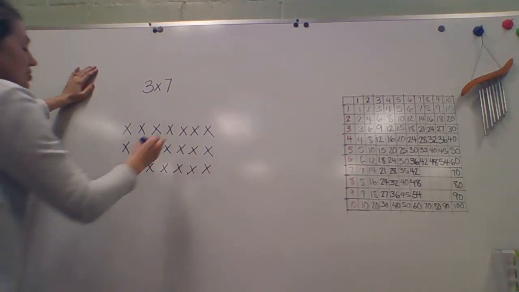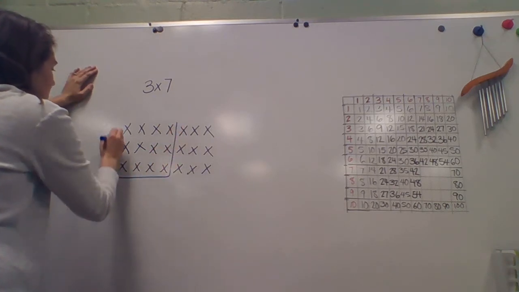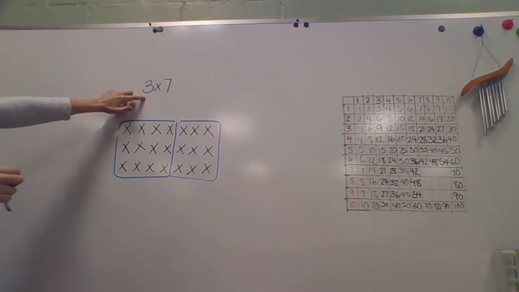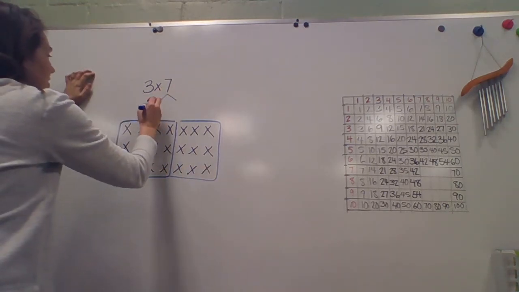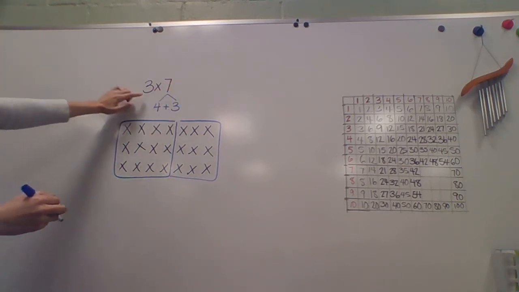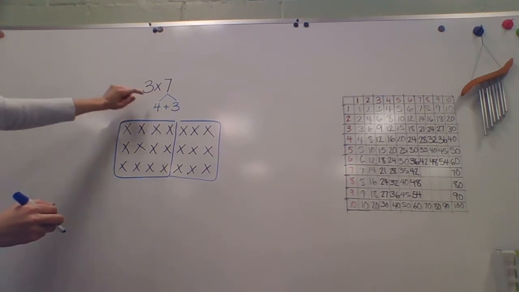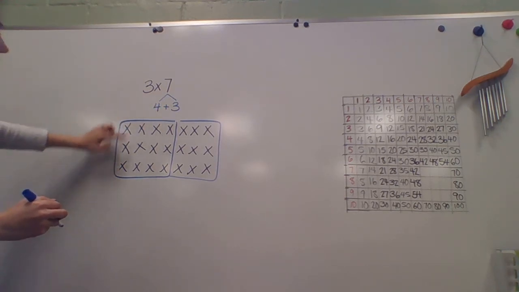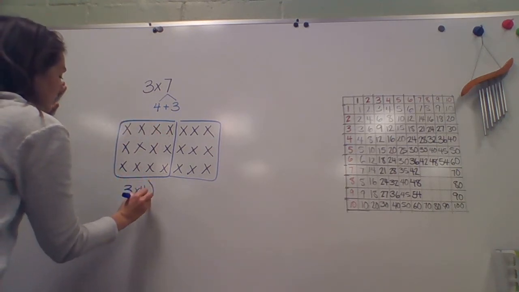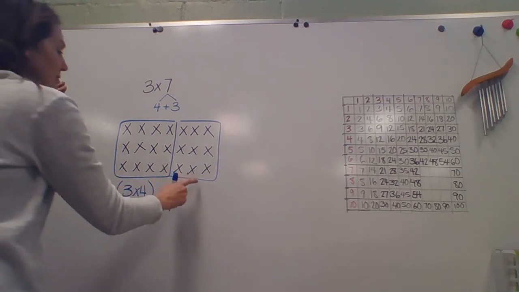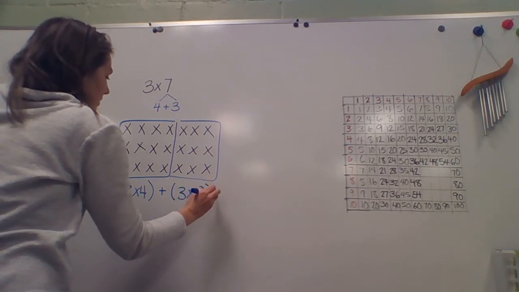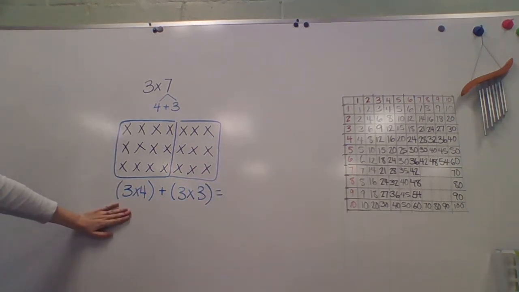So I'm going to go ahead and choose to break apart the 7 as 4 and 3. So now instead of breaking apart my 3, now I'm thinking about 7 as 4 and 3, or 4 plus 3. So now I'm going to be multiplying both parts of my 7 times the 3. So I have 3 by 4, or 3 times 4. I'm going to put those in parentheses. I'm going to add that to my other side, 3 times 3.